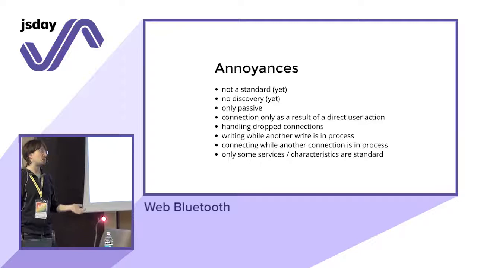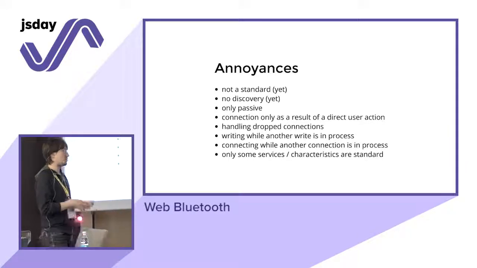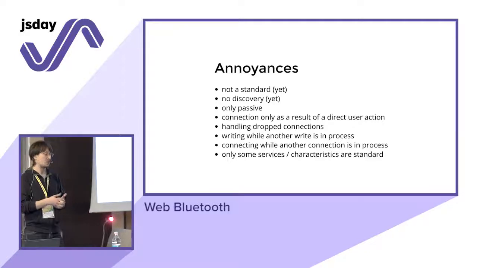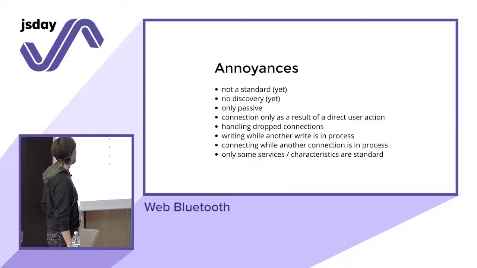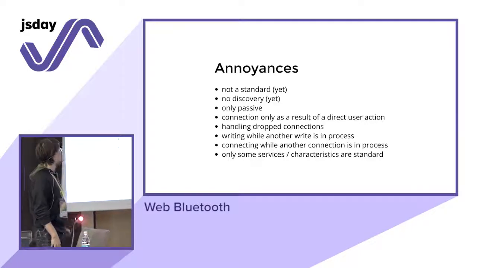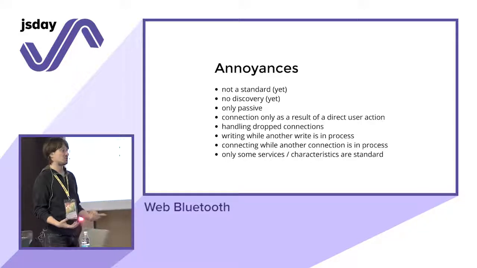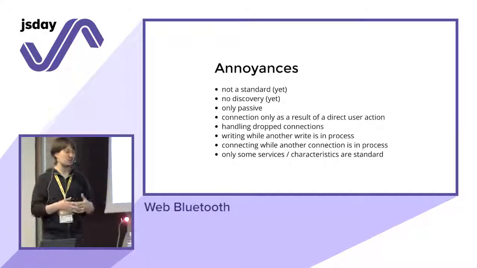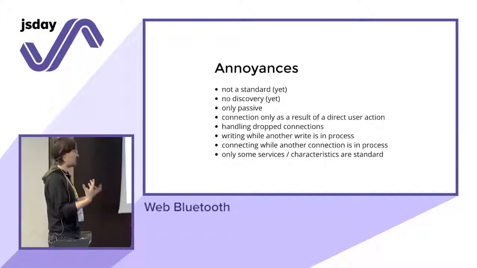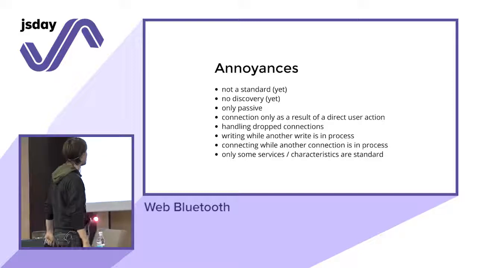You can't perform two writes contemporarily, which is pretty obvious, but it means that a write can fail if there's another write going on. So you actually have to measure and take care of that. Another issue is you can't make a connection if there's another connection in progress. Those are small annoyances, but altogether it means that making a Bluetooth-powered application is, yeah, annoying.